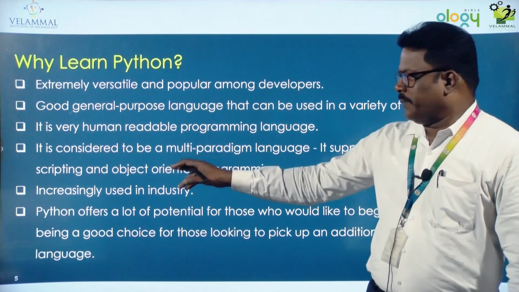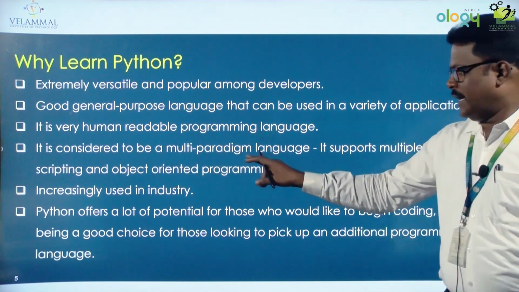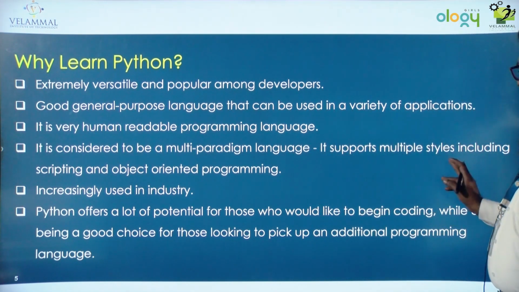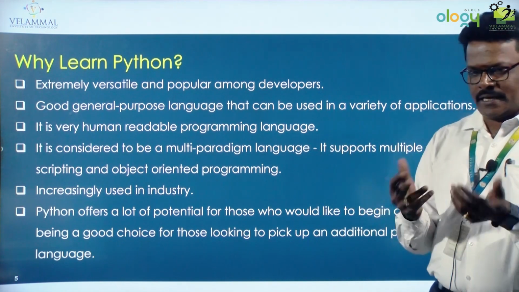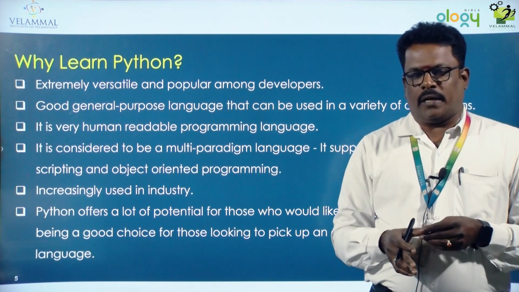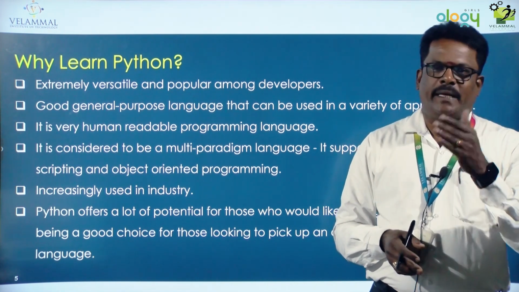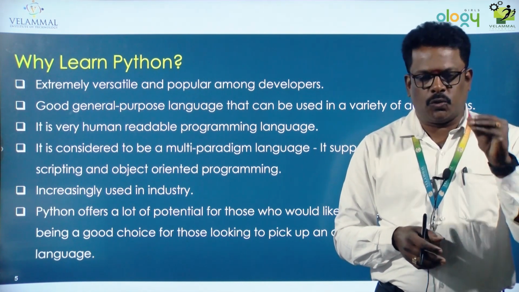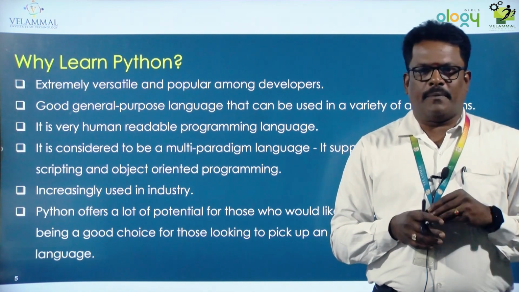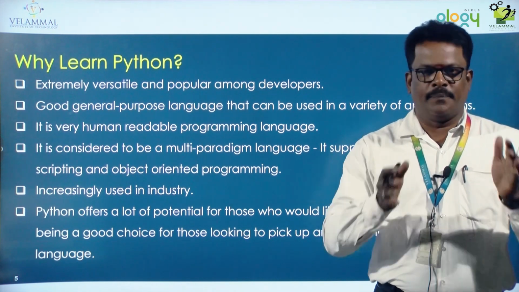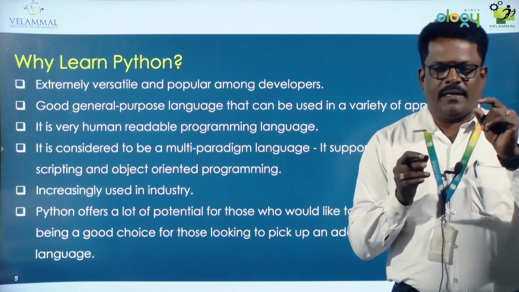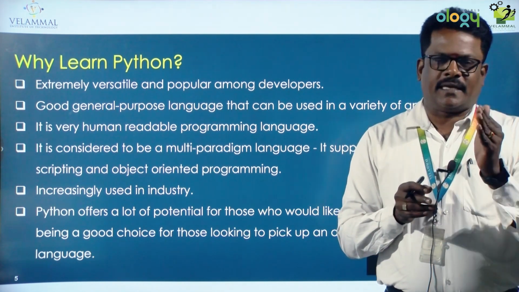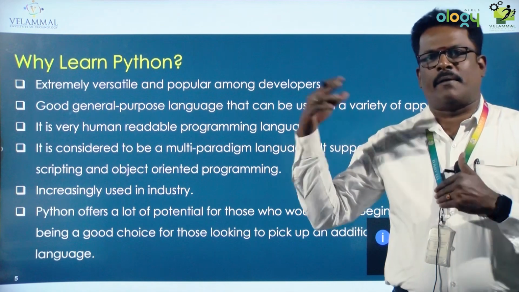Fourth, it is considered to be a multi-paradigm language. That is, it supports multiple styles including scripting and object-oriented programming. Initially, when Python was introduced, it was used to create scripting programs. What is meant by scripting programs? These programs will write a script and that script is going to drive some other programs.